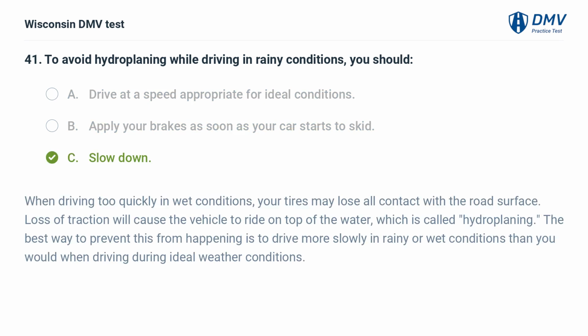C. slow down. When driving too quickly in wet conditions, your tires may lose all contact with the road surface. Loss of traction will cause the vehicle to ride on top of the water, which is called hydroplaning. The best way to prevent this from happening is to drive more slowly in rainy or wet conditions than you would when driving during ideal weather conditions.